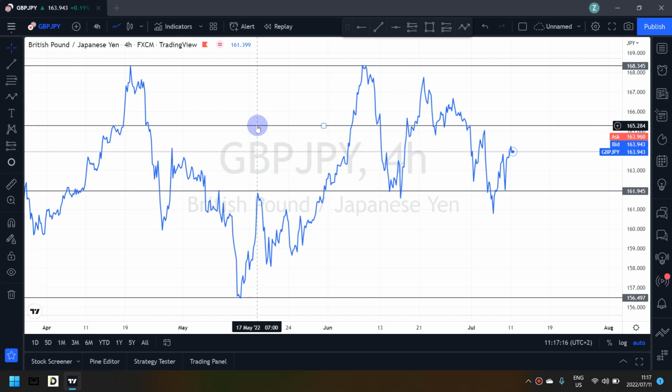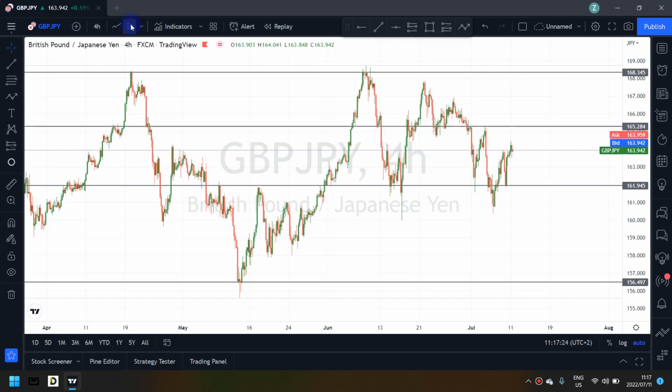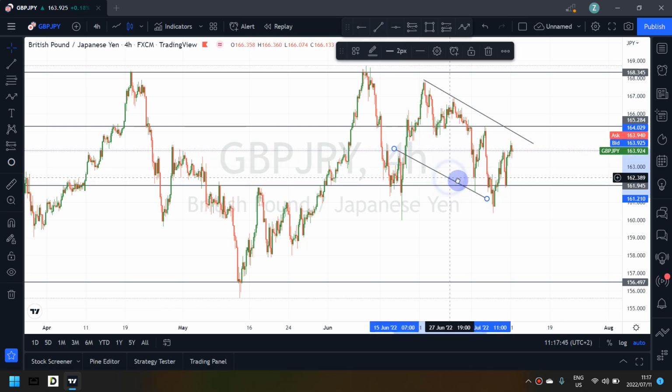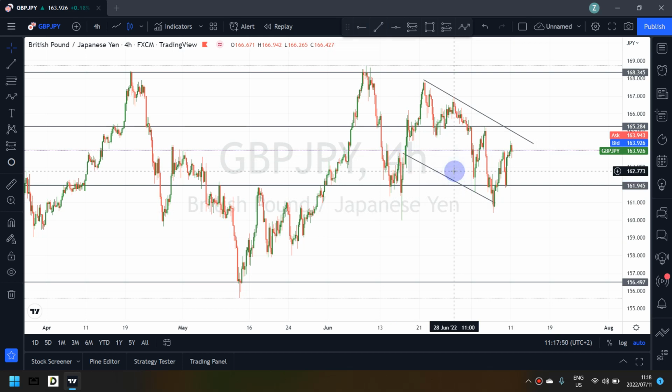Now that I've identified my major key levels, switching back to candlesticks, what I see is that the market is in a selling momentum, right? Yes, the market is in the selling momentum, right?